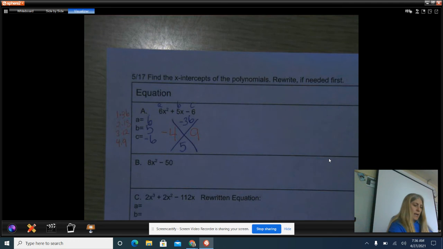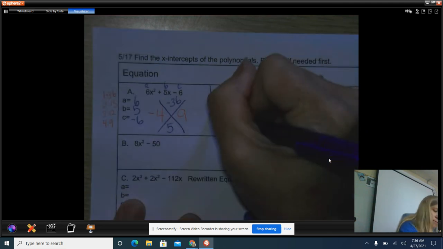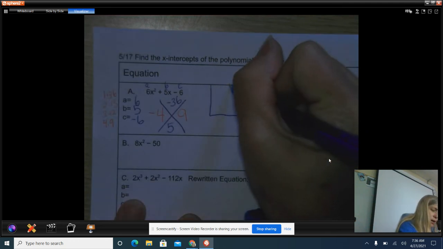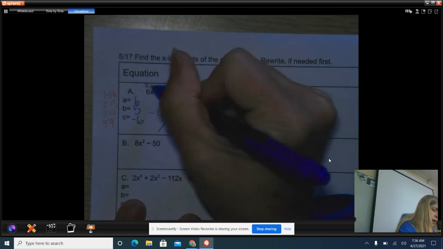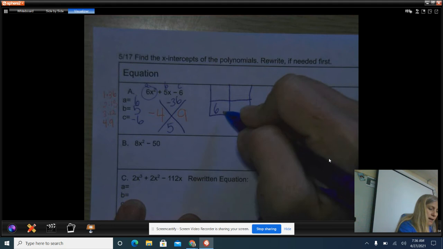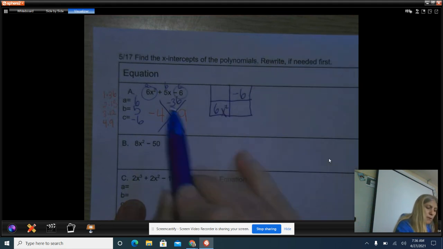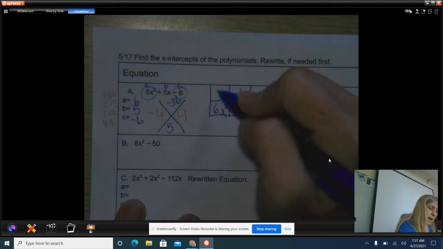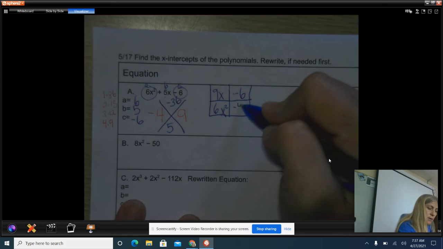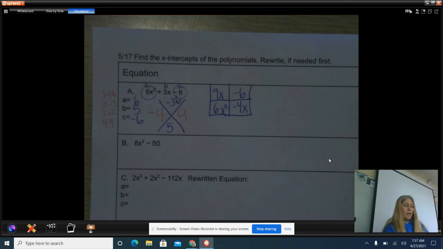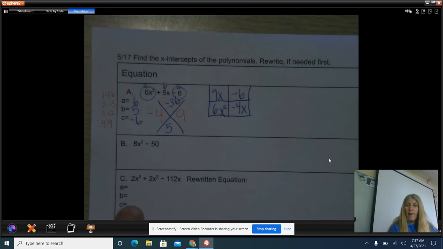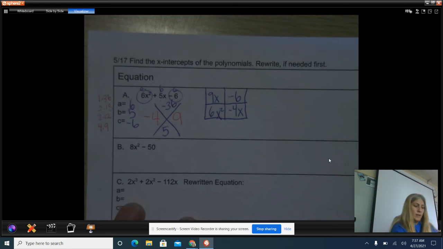Now we're going to go ahead and take this information and we're going to embed it into our generic rectangle. Our 6x squared goes in the bottom left. Our constant -6 goes in the upper right. And we're breaking that 5x down into 9x and -4x. Now we're ready to go ahead and factor the generic rectangle and find the outsides.